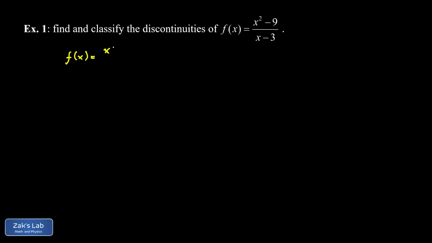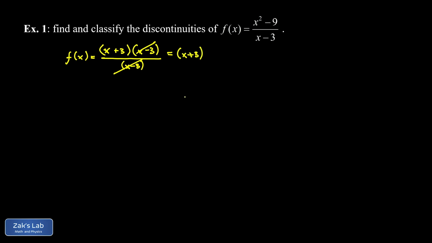And to do that, we're going to factor the numerator. That's the difference of 2 squares, x squared minus 3 squared. That should factor into x plus 3 times x minus 3. Then in our denominator, we have an x minus 3. That factor of x minus 3 cancels out, and our function has simplified to just x plus 3.